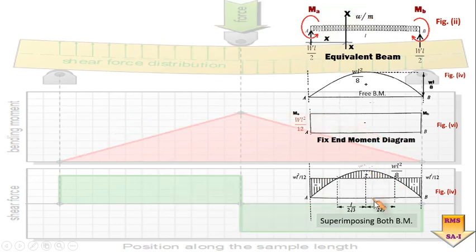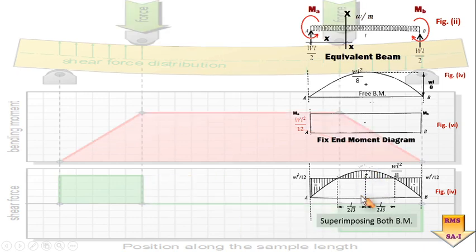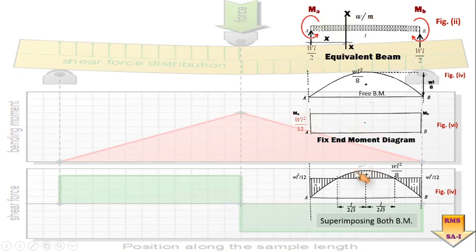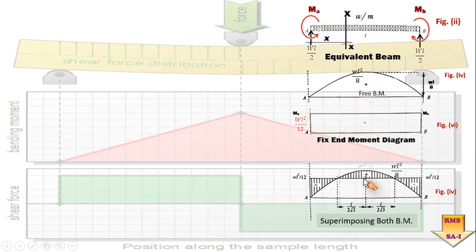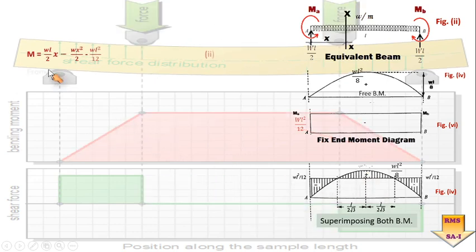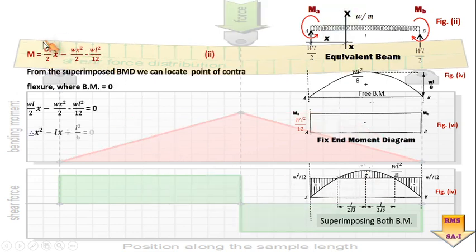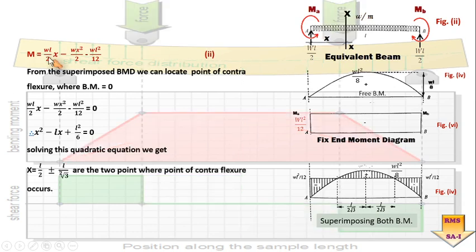So ultimately at this particular point the resultant bending moment will be the bending moment at the center due to the simply supported beam minus the bending moment due to the fixed moment. Is it okay? So moving ahead, earlier we have already found out the resultant bending moment for this particular case.